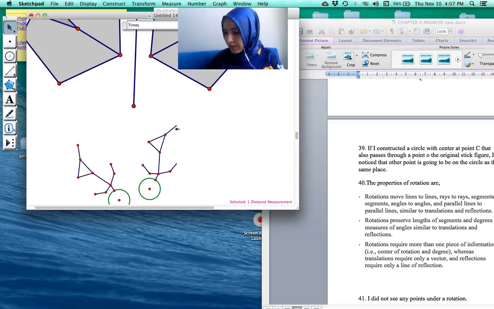Question 30. Describe at least 3 different properties of reflection. I can say the 3 properties of reflection are: every point is the same distance from the central line, which is this one, the central line. The reflection has the same size as the original image, and the central line is called the mirror line.